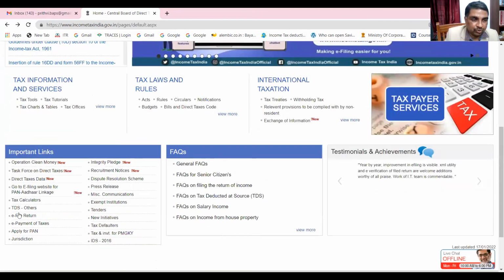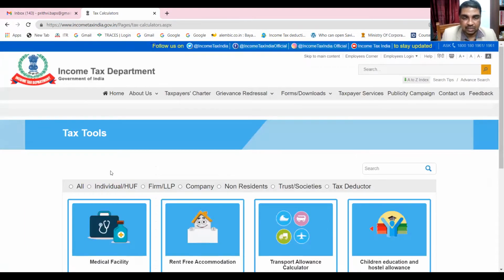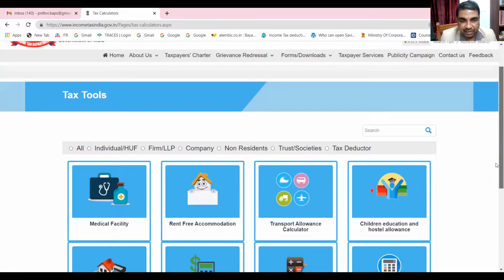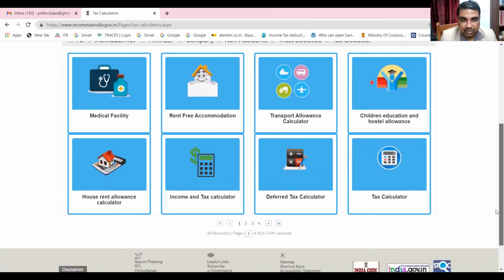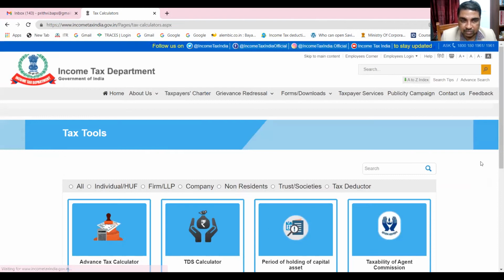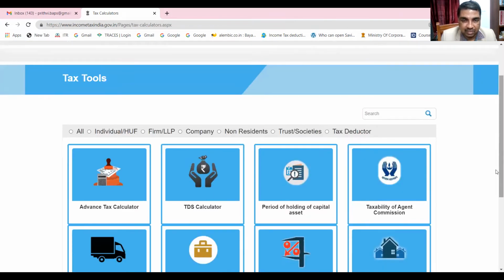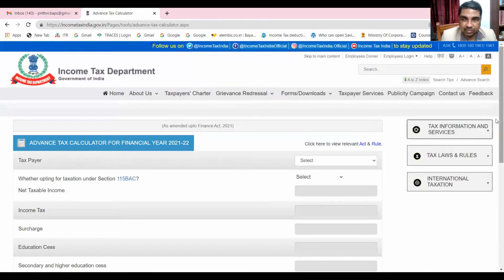Well, let me take you to this place, tax calculators. Here, there is one calculator for advanced tax. Let me see it. Just have a look if you are finding it. Yeah, I could find it now. Are you able to see it here? Advanced tax calculator? Yes, sir. Click here, you can understand.